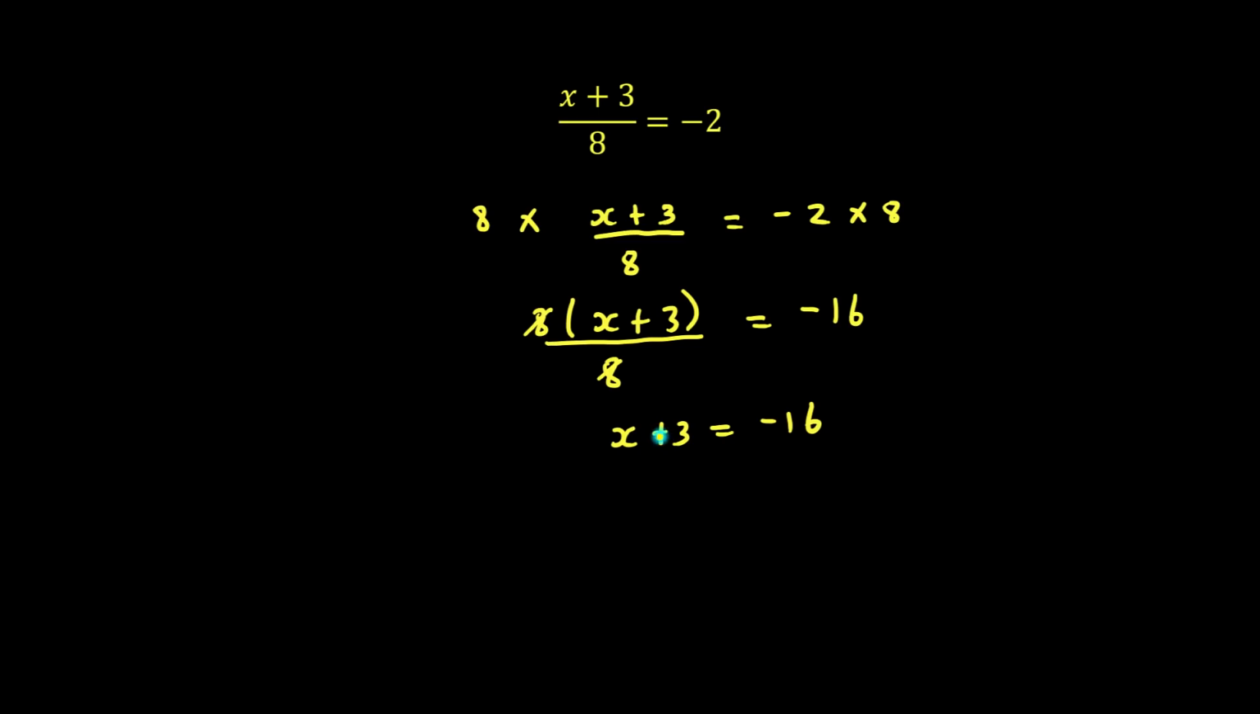Now once again, we have x plus 3 is equal to minus 16. And we want to get rid of that 3, so what we do is subtract 3 from both sides. If you go ahead and do that, plus 3 minus 3 just gives me 0. So I'm left with my x. So my x is equal to negative 16 minus 3, that would give me minus 19. And that would be my final answer.